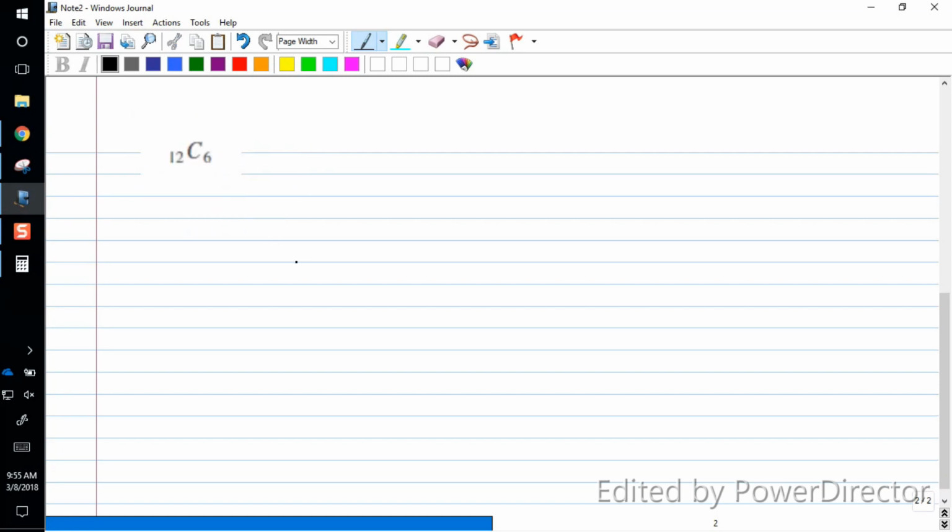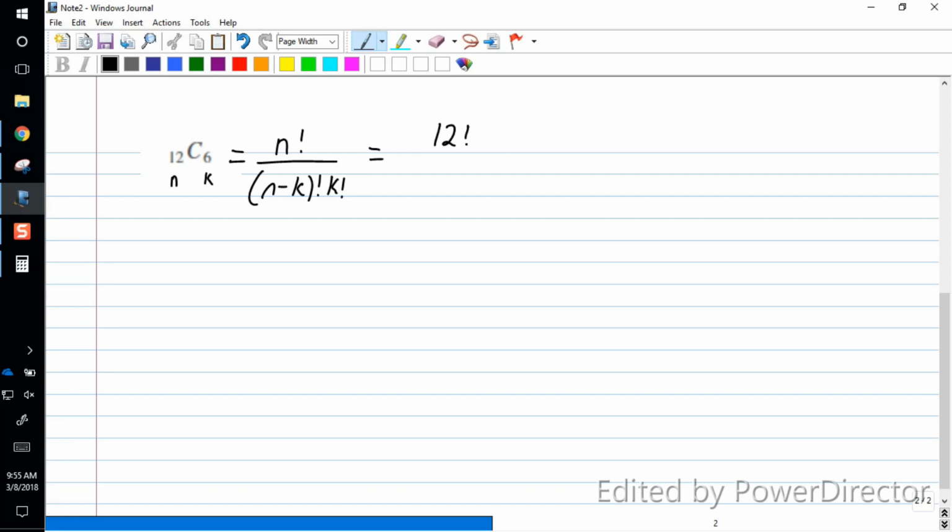All right, so this is a combination. With combinations, order does not matter. Since order does not matter, this number is going to be a little bit, or probably a lot, smaller than if it was a permutation. Its formula is n factorial divided by n minus k factorial times k factorial, where here's our n and here's our k.